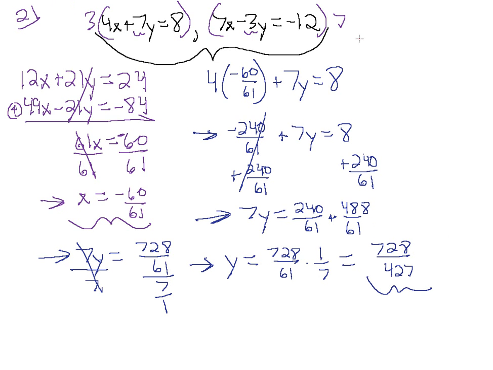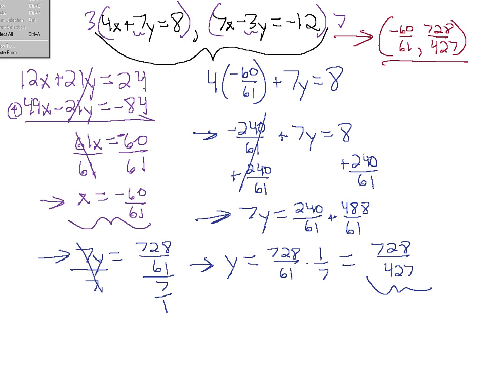So let's go ahead and write our exact solution for this system of equations. We have minus 60 over 61, and we have 728 over 427. These are the two coordinates of the same point where these two lines intersect. This is one point where these two lines intersect. And no matter how ugly the numbers are, we can plug them into both equations, and both equations will work out. So very, very interesting. Let's do one more.